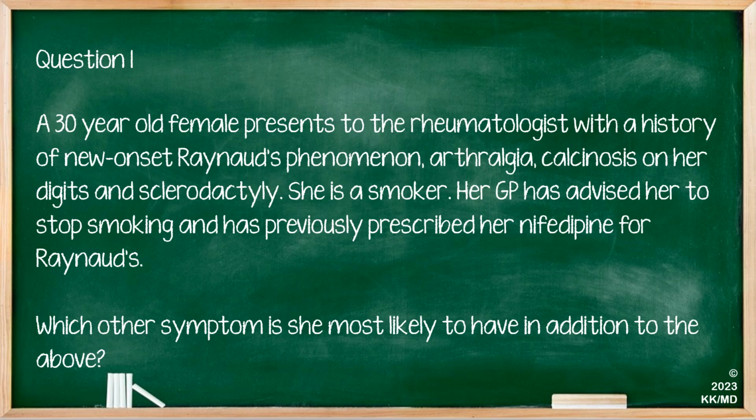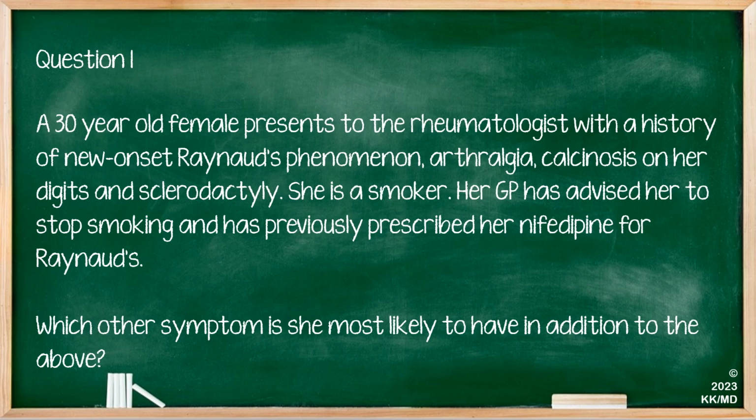Question 1. A 30-year-old female presents to the rheumatologist with a history of new onset Raynaud's phenomenon, arthralgia, calcinosis on her digits and sclerodactyly. She is a smoker. Her GP has advised her to stop smoking and has previously prescribed her nifedipine for Raynaud's. Which other symptoms is she most likely to have in addition to the above?